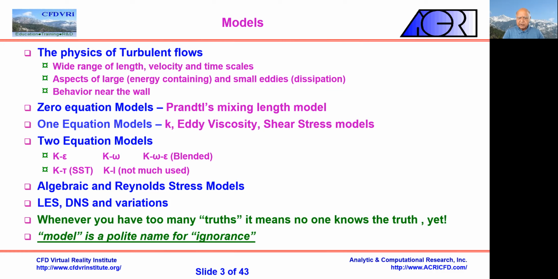K omega, we also played with at Imperial College, but we discarded it because of some nonlinearities that occurred in certain terms. So Saffman put that on a firm footing, and his student Wilcox took it much further. Menter and a number of other people have played with K omega epsilon models, which are called the blended models, where epsilon is used where it's useful and omega where it is useful. Then there are, of course, the K tau shear stress type of models. There are KL models. And then there are algebraic and Reynolds stress models, which deal with anisotropy of turbulence a little better. And then, of course, now there's the LES, DNS, and different variations.